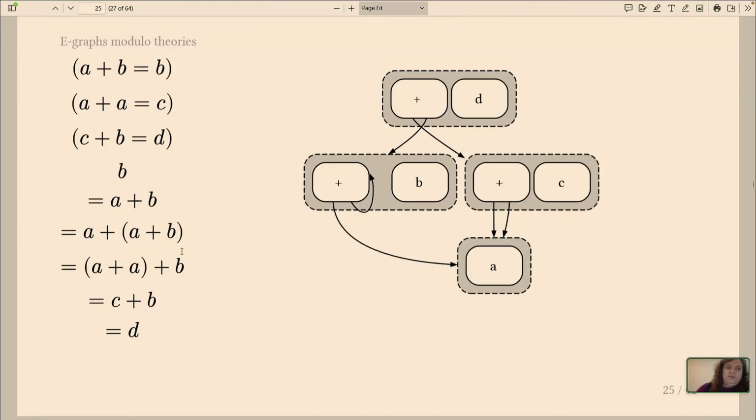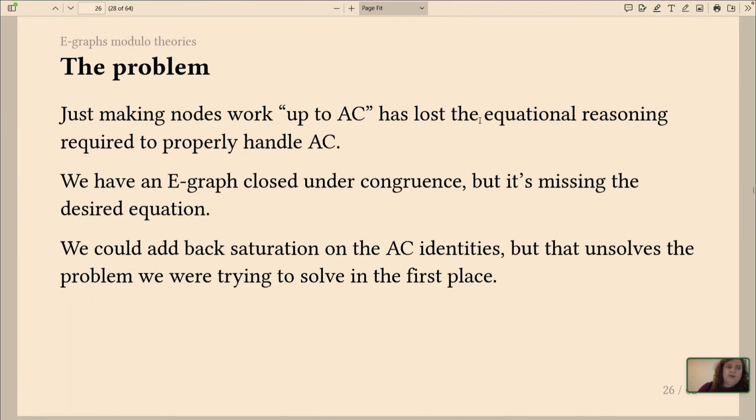But you see that we're stuck, right? There are no extra rules. We've represented everything up to AC, but we've missed this consequence of the theory of AC, which is that we should have merged this E-class and this E-class in this E-class. So just making the E-nodes work up to AC, thinking of them as variadic and commutative, we've lost the equational reasoning required to properly handle AC. So we have an E-graph closed under congruence, but it's missing the desired equation.